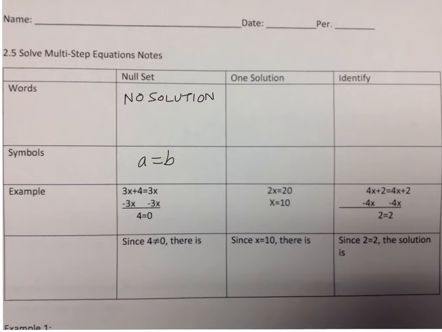3x plus 4 equals 3x. In order to solve this two-step equation, I would go ahead and subtract 3x on both sides. Then we'd be left with 4 equals 0. Now we do know that 4 does not equal 0. So since it does not equal 0, this two-step equation has no solution.